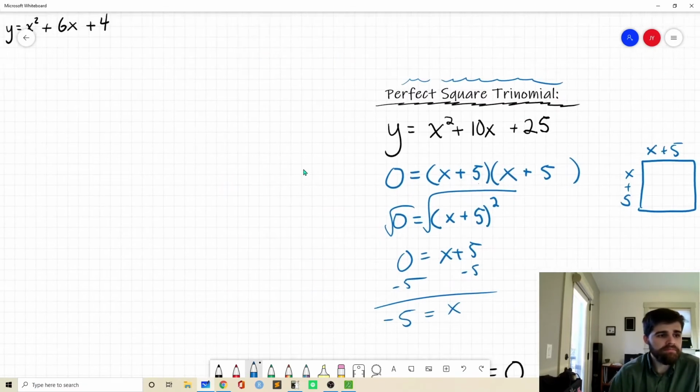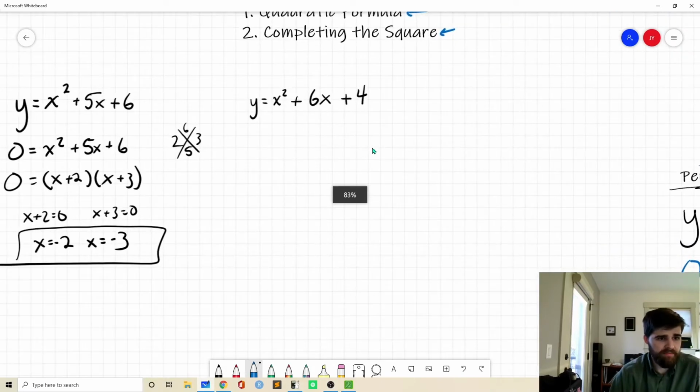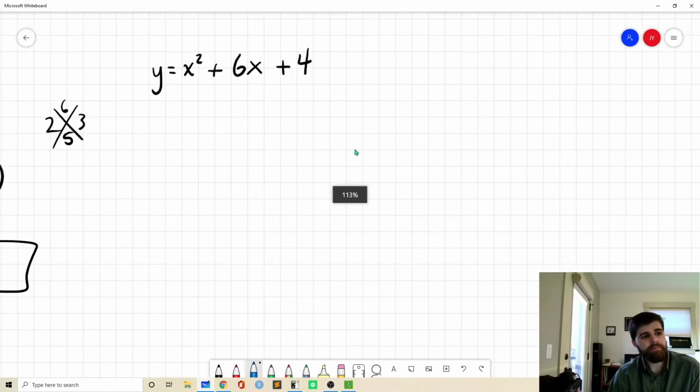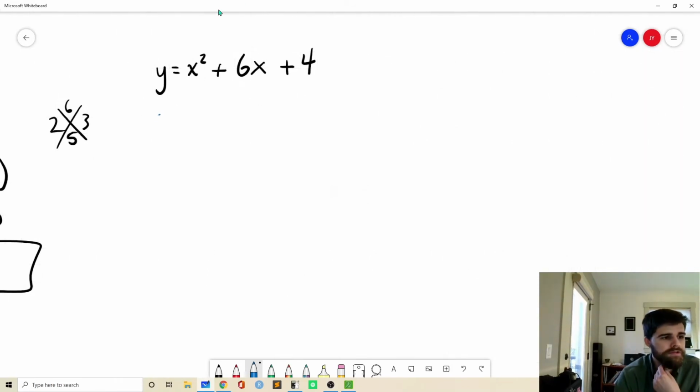Well, we can do that. So let's come back to this example that we couldn't factor the way we've learned so far. Okay, so we still want to set this equal to 0 because we're still interested in when y is equal to 0, right? When are we on the x-axis? And we've seen that we can't solve this by factoring. There's no factor of 4 that would add up to 6.